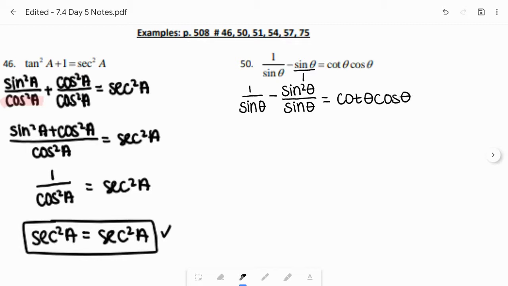Okay, and I am again going to be working with the left-hand side since that does appear to be more complicated.